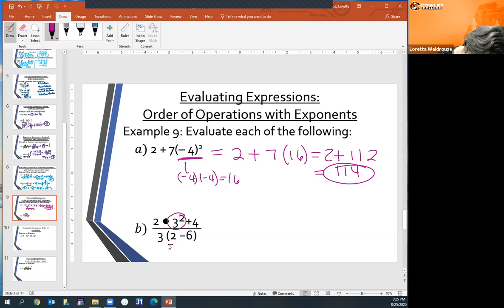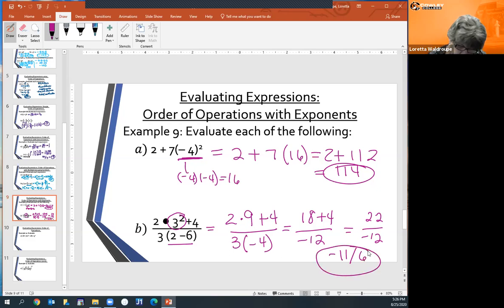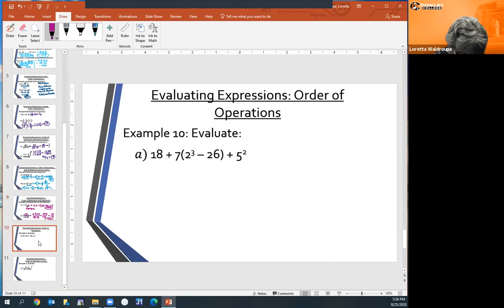Exponent on top, parenthesis on the bottom. So 2 times 3 squared, which is 9, plus 4 over 3 times, and 2 minus 6 is -4. 2 times 9 is 18. 3 times -4 is -12. 18 plus 4 is 22. Those are both even, so they're divisible by 2, so I get -11/6, or 11 over -6, wherever you want to write that negative is fine. Okay?